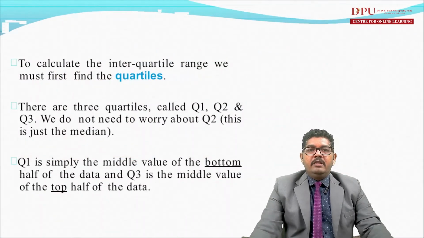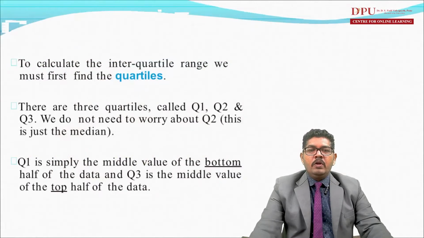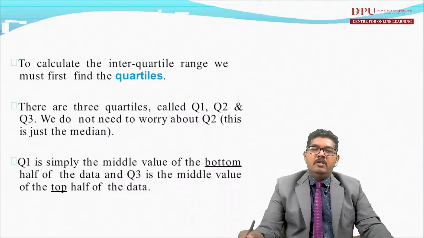To calculate the interquartile range, we must first find out the quartiles. Now we have understood how to calculate the quartiles. There are three quartiles called Q1, Q2 and Q3. We do not need to worry about Q2. This is just a median. So Q2 is just a median. So this is also not required for the calculation. Q1 is simply the middle value of the bottom half of the data, and Q3 is the middle value of the top half of the data.